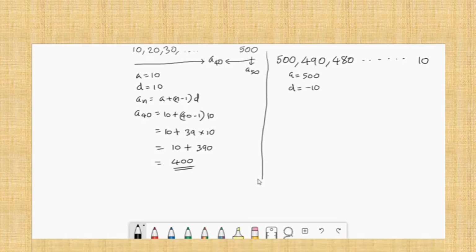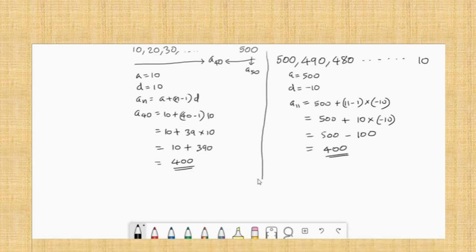Okay, so we only need to find A11. So A11 is equal to A plus (11 minus 1) D. Here A is 500. So 500 plus (11 minus 1) times D. D is minus 10. Okay, into minus 10. In the next step we can write 500 plus, 11 minus 1 is 10, so 10 into minus 10. Okay, so what is 10 into minus 10? We know it is minus 100. So 500 minus 100 will be the answer. So we get the same answer, 400.